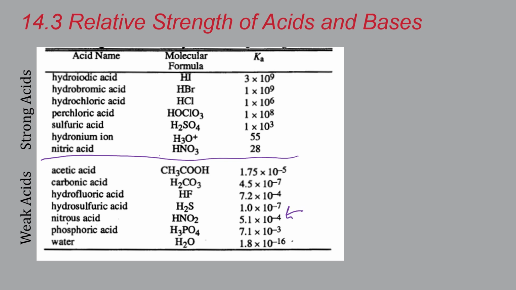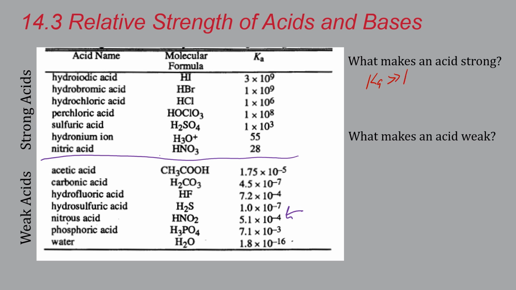So let me ask you a question. Look at those numbers. I'm going to ask you two questions. Look at the Ka values. What seems to make them strong, and what seems to make an acid be classified as weak? Well, hopefully you've seen that there's actually a pretty large disparity in the values of these numbers, and that all of the strong acids all have Kas that are larger, and in some cases much larger than 1.